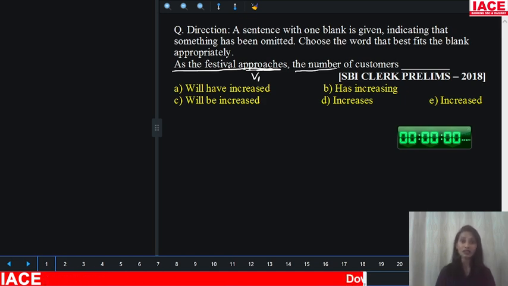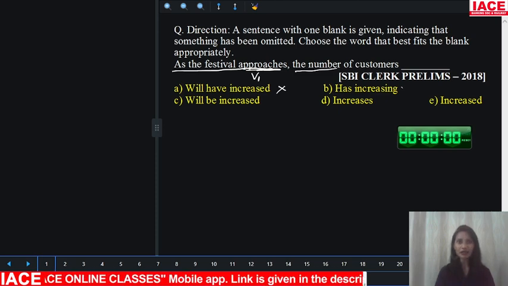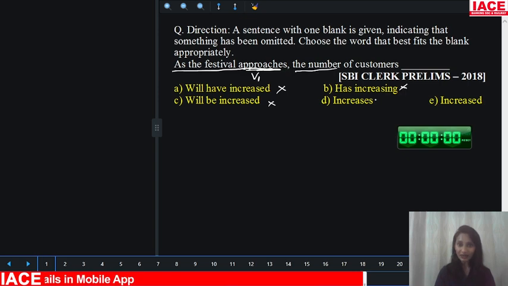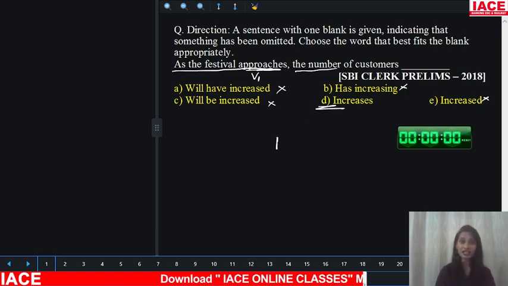Now look at the options. The number of customers will have increased. We are not talking about future perfect tense, so eliminate that. Has increasing, no way you can go with has plus V4. Next, will be increased, no future and passive. Increases, increased. Increased in past tense we cannot take, so you got your answer as option D, increases.